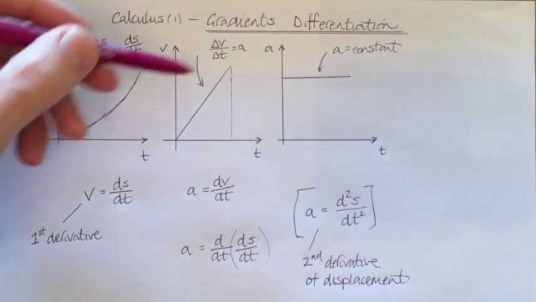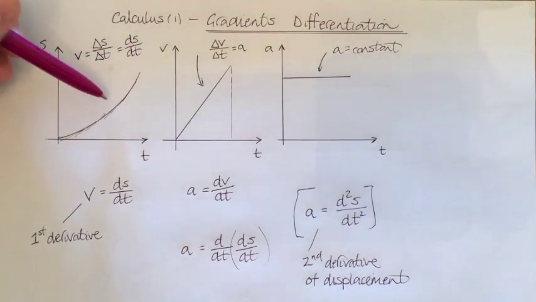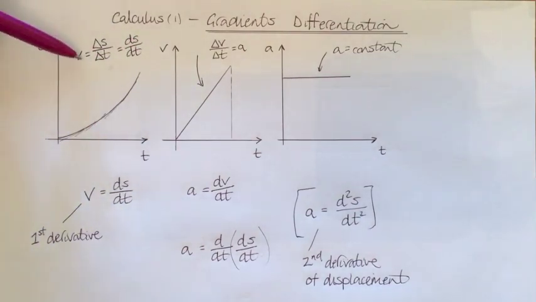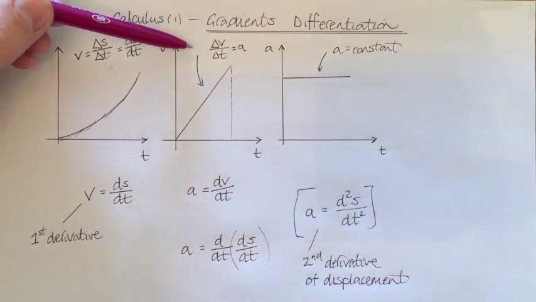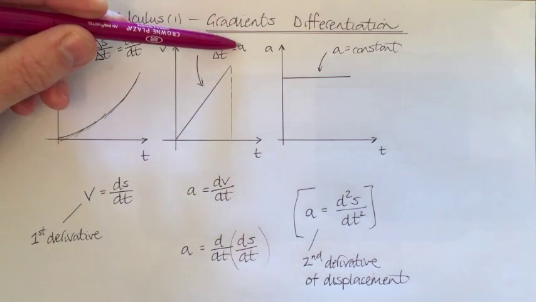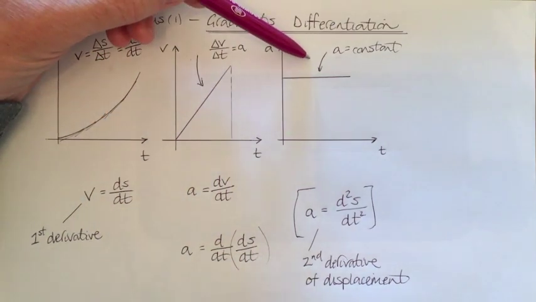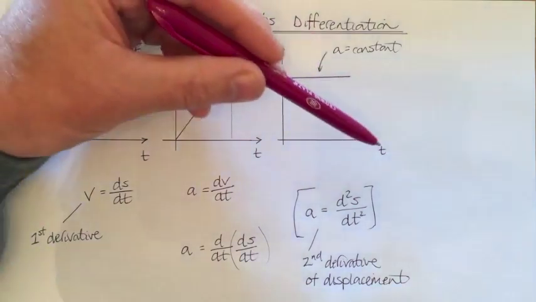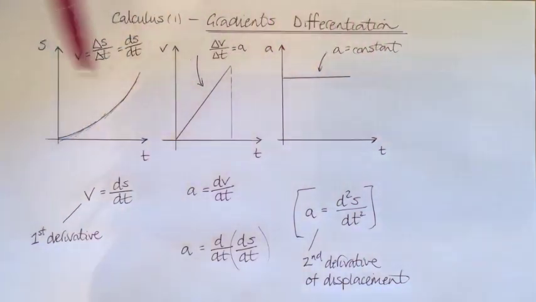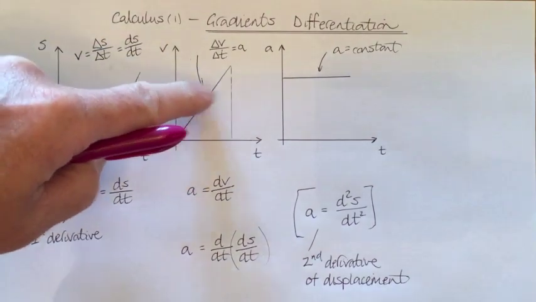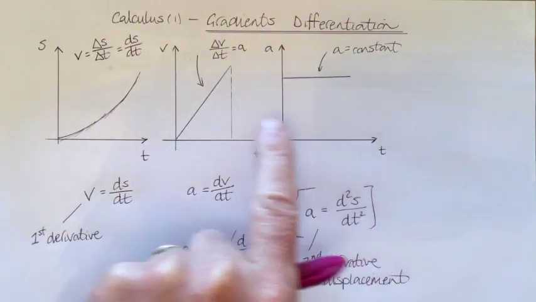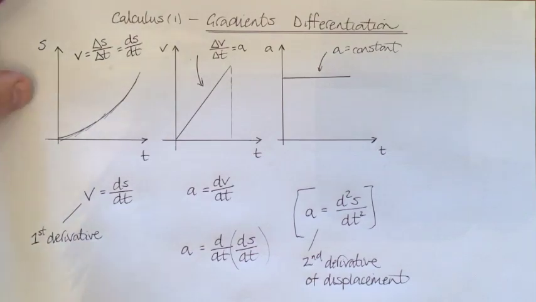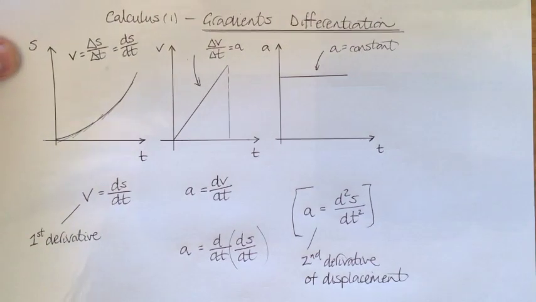So, looking from left to right, the gradient of this graph gives us the rate of change of displacement with respect to time, that is velocity. The gradient of this graph gives us the change in the velocity with respect to time, that's acceleration. The gradient of this graph gives us the rate of change of the acceleration with respect to time. In this case, that's 0 because it's got a constant acceleration, it's not changing. So displacement, velocity, acceleration. If we go backwards and we deal with the areas, then we can talk about integration.